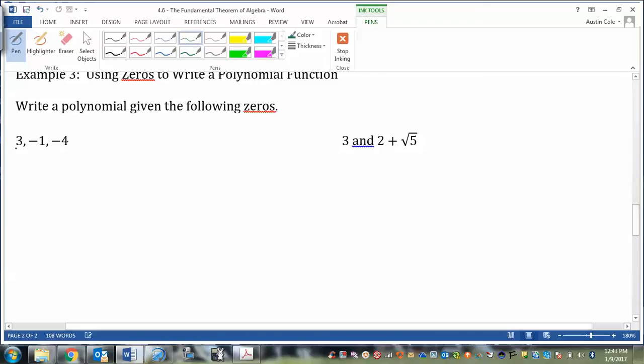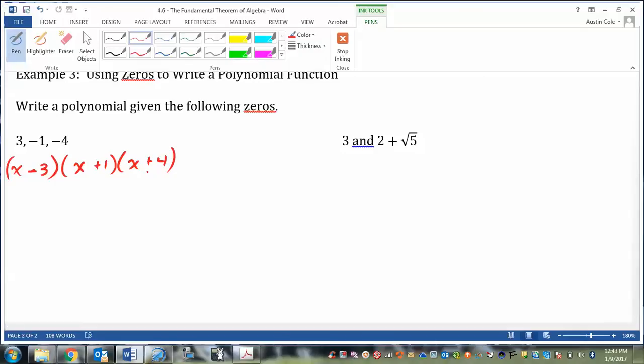Okay, now this one I've got x equals 3, x equals negative 1, x equals negative 4. So if this is a 0, what is the factor that goes with it? Negative 3, right, Hannah? X minus 3. Since it's positive 3, well, we need to flip our sign. So x minus 3 is a factor, x plus 1 is a factor, and x plus 4 is another factor. So those are my factors, and what we're going to do, guys, is we're going to multiply them together. Multiply them together, and then we should get our polynomial.